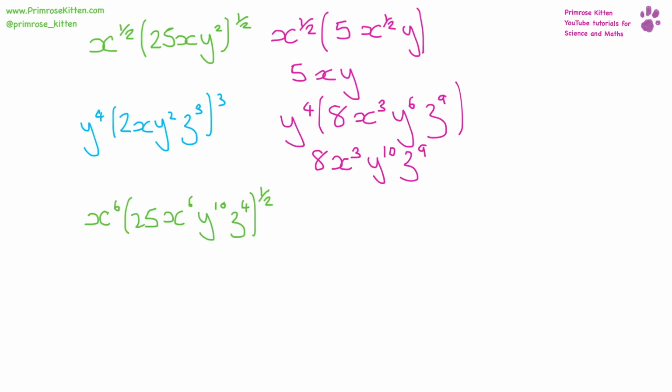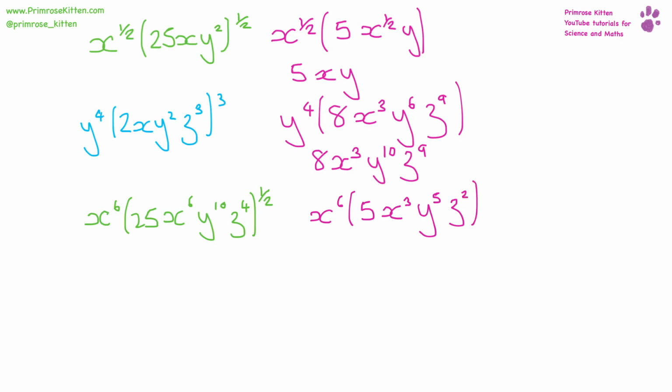Simplify x to the 6, open brackets, 25x to the 6, y to the 10, z to the 4, close brackets, to the power of a half. So first thing again, sorting out the brackets. x to the 6, 25 to the power of a half is square rooting it, giving us 5. x to the 6 to the power of a half is x to the 3. y to the 10 to the power of half is y to the 5. z to the 4 to the power of half is z squared.